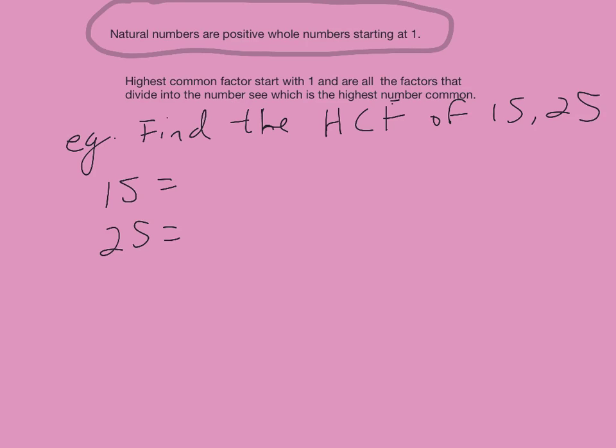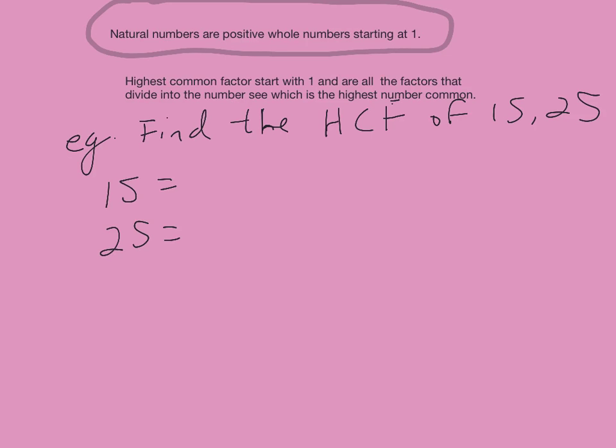So we're going to do highest common factor first here. Now factors are numbers that divide into a bigger number. So 1 divides into every single number, but what are the other factors that divide into it? So if they ask you the question here, find the highest common factor of 15 and 25. So we're going to write out all the numbers that divide into 15.